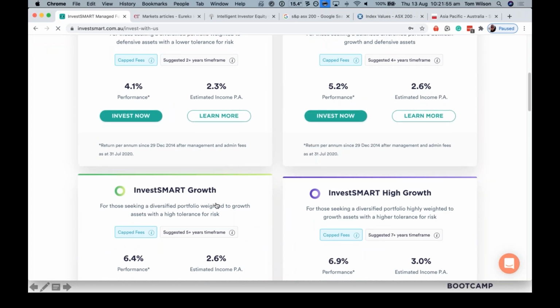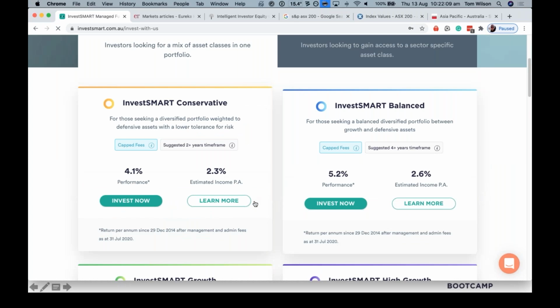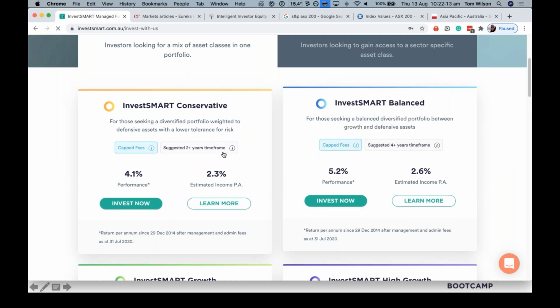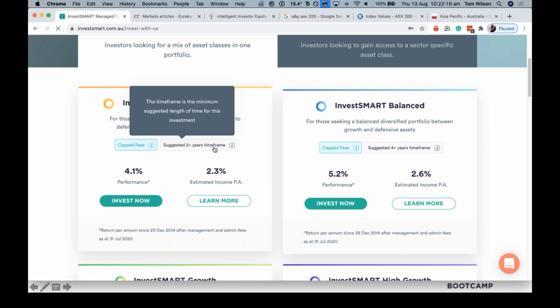But what we need to remember is that it needs to come back to those 3 core investment principles: the goal, the time frame itself, and the actual risk profile. So for me, I have the 3-year time frame. I'm not going to look at any others here. I'm going to look at the 2+ year time frame.